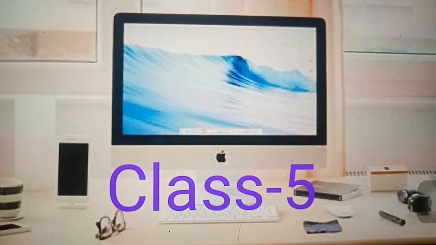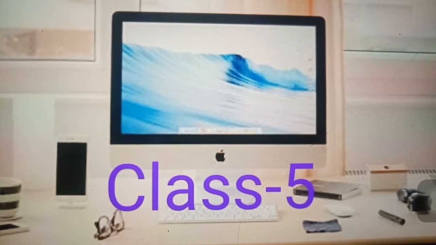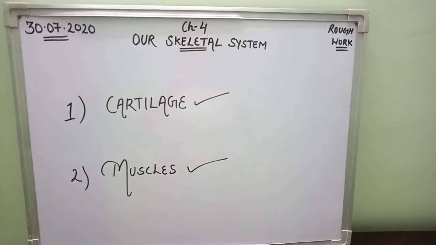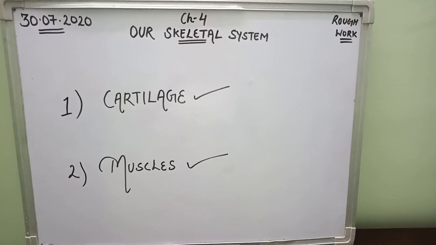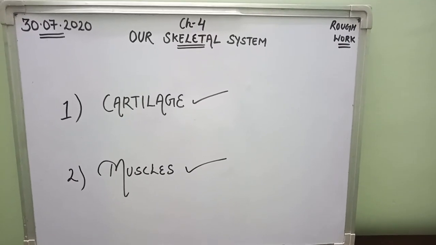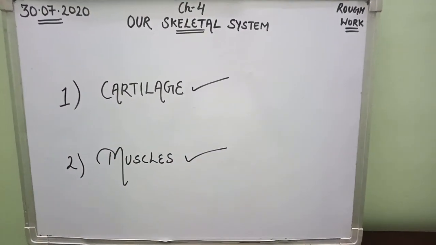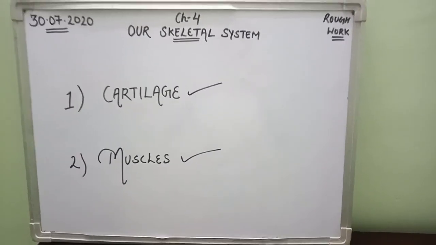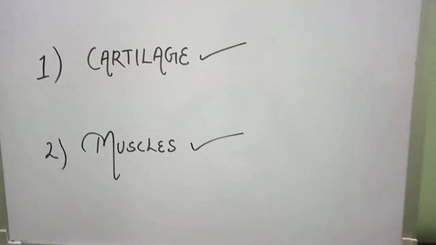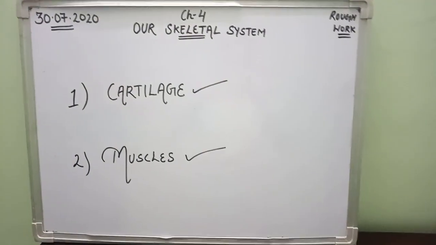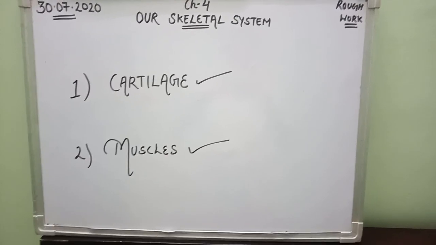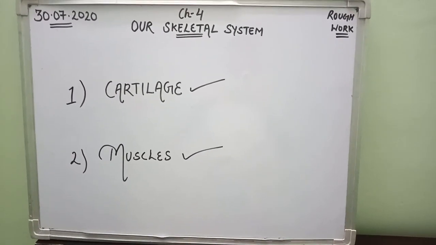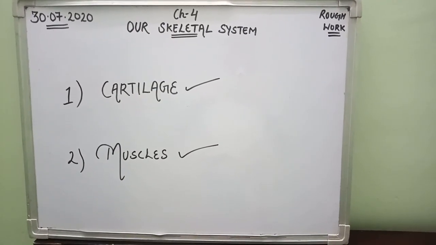Today, we'll be learning new topics of chapter number 4, our skeletal system. This will be the last video of this particular chapter, in which we will cover cartilage and muscles. So today I'll be teaching you all about cartilage and muscles, and for that you need to take out your rough copy to note down some important points.